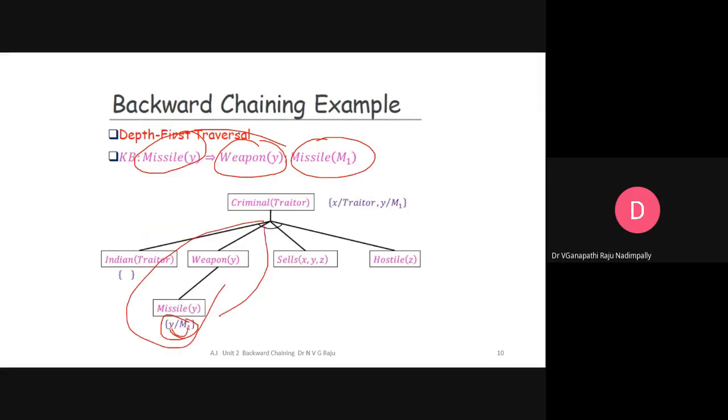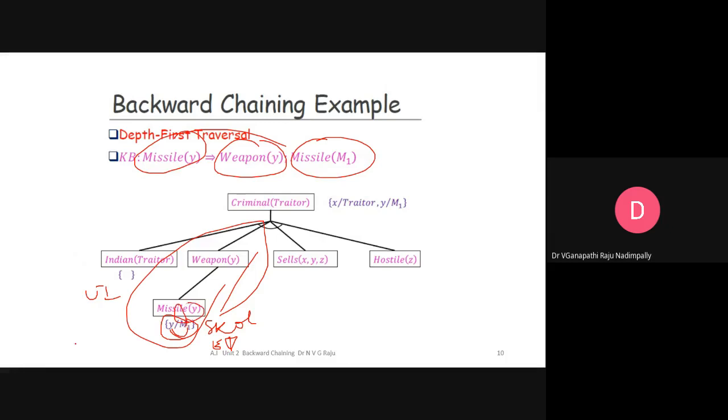Clear? This is called as Skolem constant. This is called as existential instantiation. Here we have done universal instantiation, isn't it? Clear? Now, wherever Y is there, can I replace with M1?